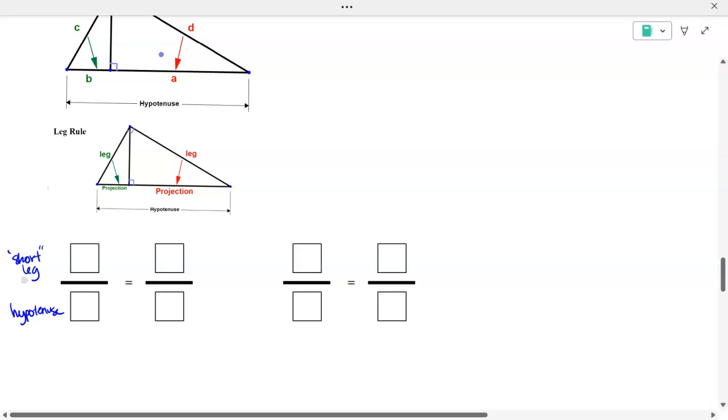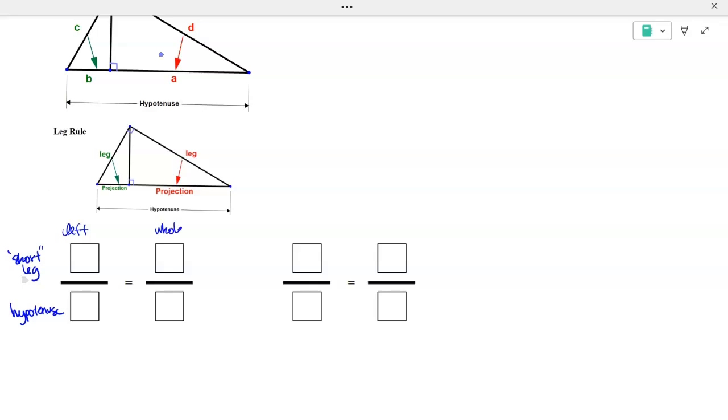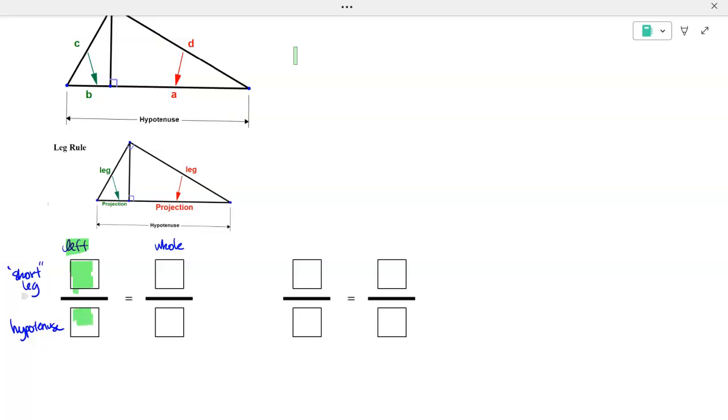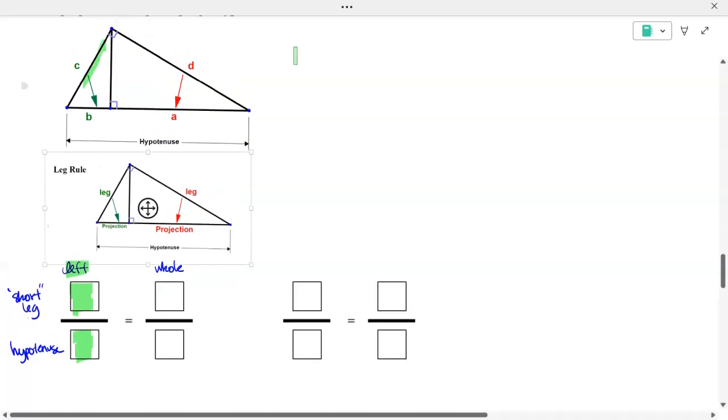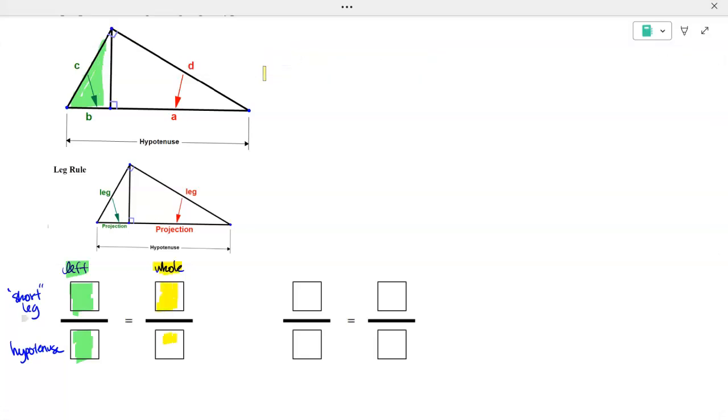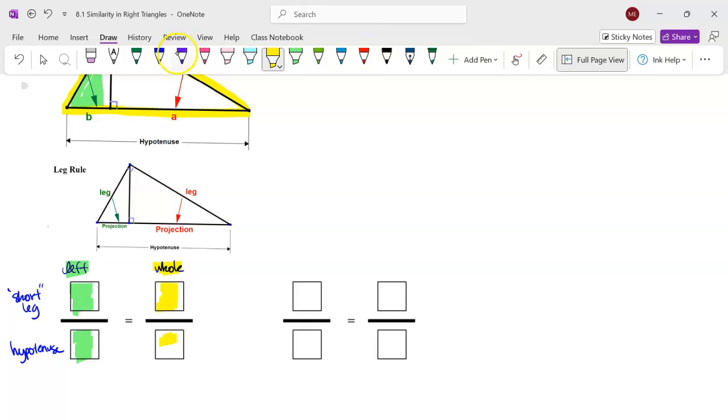And this first ratio, we're going to look at the left triangle on the left side, and then the next ratio, we're going to look at the whole triangle. So I'll highlight these just so you have a better feel for what I'm talking about. So here, when we're looking at the left triangle, we're going to look at this triangle right here that I'm highlighting. And then when we look at the whole triangle, again, we're going to be looking at this whole thing right here. I'm just going to highlight the outline.